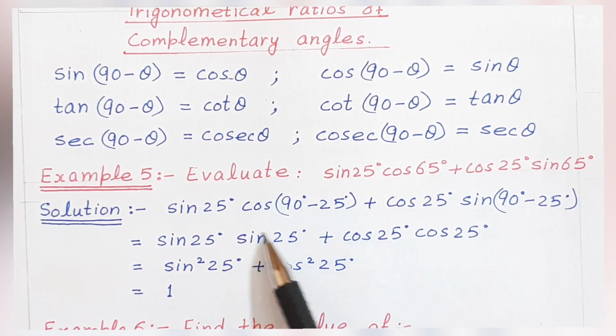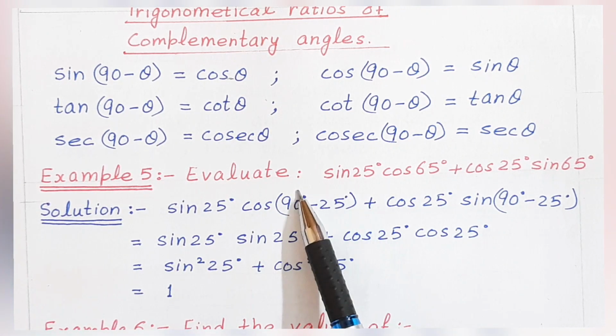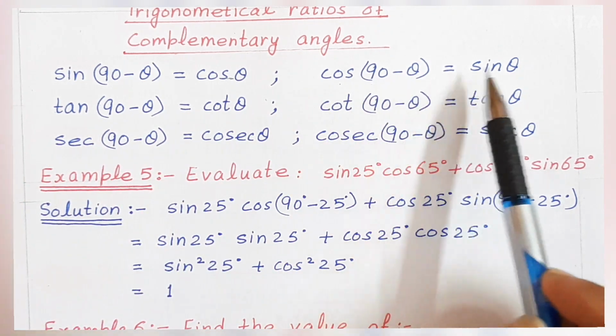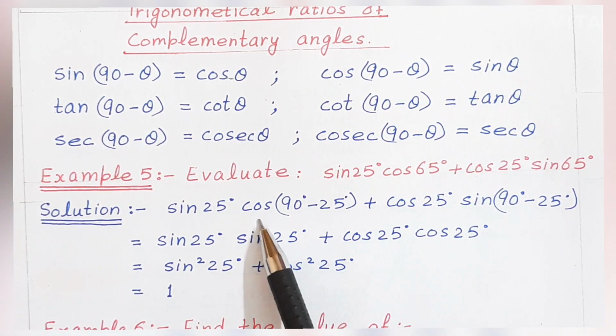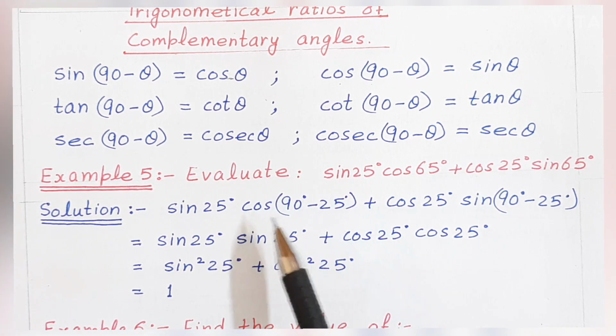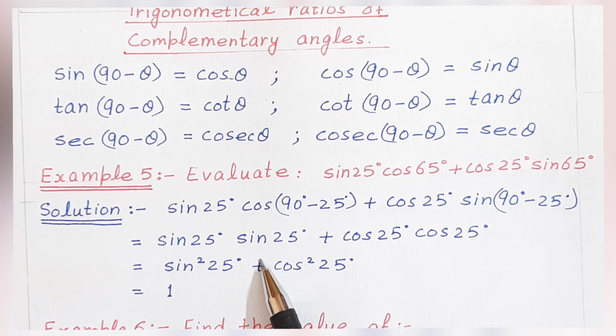Now this is a complementary angle. We know that cos 90 minus theta is sin theta. So cos 90 minus 25 is sin 25. Clear?